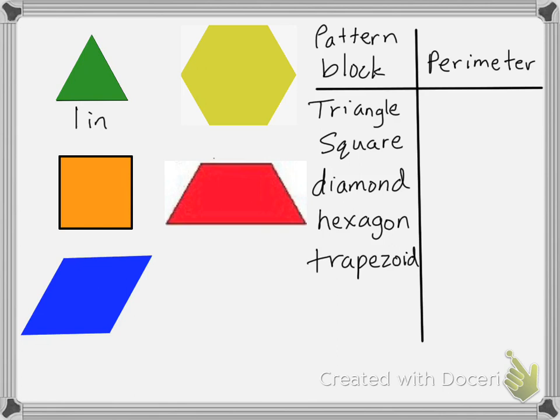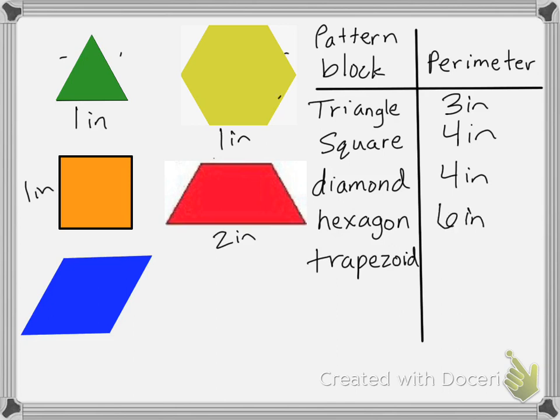So on the pattern blocks, the length of each of the sides equals 1 inch, except for the long length of my trapezoid, which equals 2 inches. Okay, so my triangle, if all the sides equal 1 inch, that means the perimeter would be 3 inches because there's 3 sides. A square with all sides 1 inch, the perimeter would be 4 inches. The diamond would also be 4 inches. The hexagon would equal 6 inches because there are 6 sides.